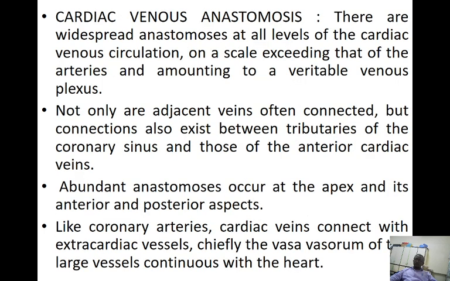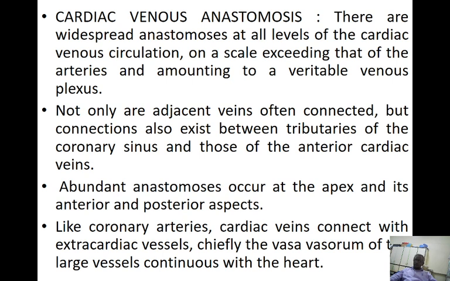Anastomoses occur at all levels of the cardiac venous circulation, on a scale exceeding that of the arteries and amounting to a veritable venous plexus. So there are many cardiac venous anastomoses, exceeding the anastomoses of the coronary arteries. Not only are adjacent veins often connected, but connection also exists between the tributaries of the coronary sinus and those of the anterior cardiac veins. So these anterior cardiac veins are directly draining into the right atrium, whereas this coronary sinus, after collecting, is also opening into the right atrium only.